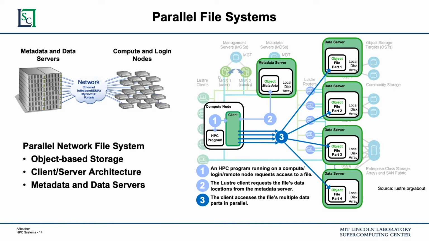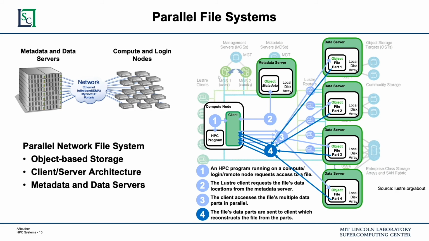Then in number 3, the Lustre client contacts each of the data servers to request the data of the file. And in number 4, the data is transmitted back to the Lustre client from each of the participating data servers. These transfers are accomplished in parallel, and the complete file is reconstructed in the client on the compute node. This example was for reading a file of data, and writing occurs in much the same manner with interactions with both the metadata servers and data servers.